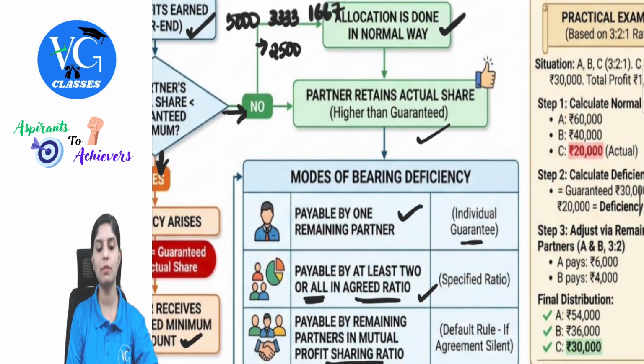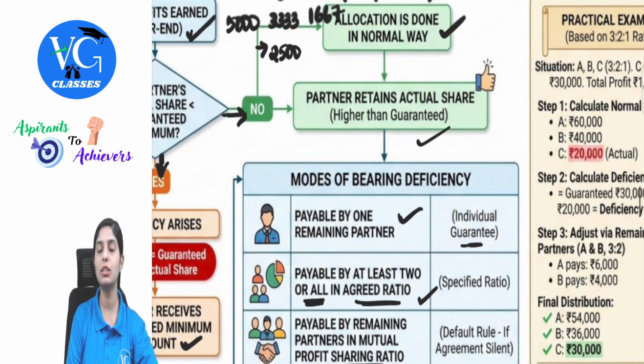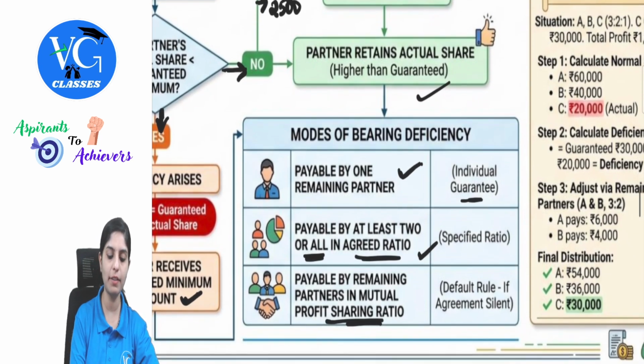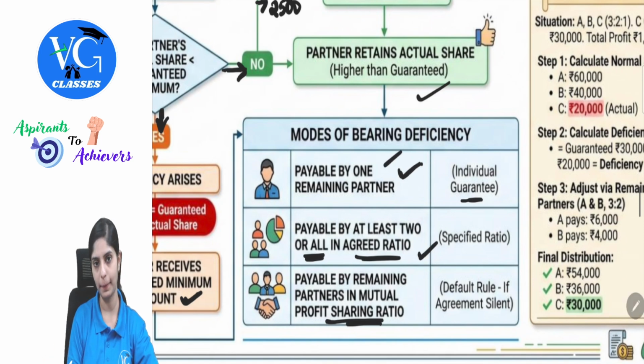For example, assume there were just two partners. Deficiency amount is 500 here. So the entire 500 will be paid by the other partner.